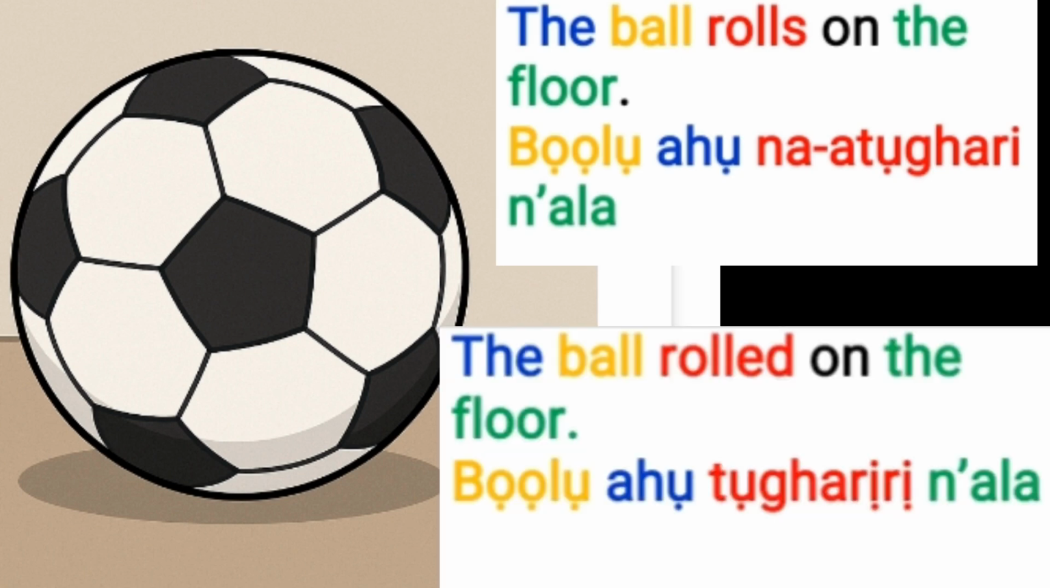Next, we have the ball rolls on the floor. Bọọlụ ahụ na-atụgharị n'ala. For the past tense, we have the ball rolled on the floor. Bọọlụ ahụ tụgharịrị n'ala.